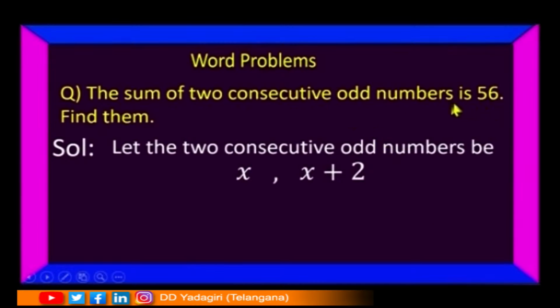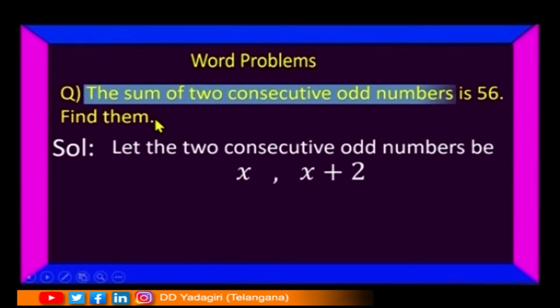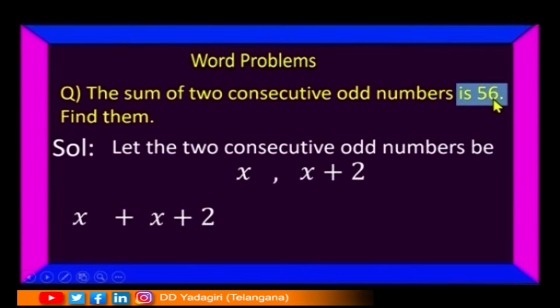And what is given in the question? The sum of two consecutive odd numbers. So, sum means addition. So, we add these two consecutive odd numbers, x plus x plus 2, and it is given in the question the sum is equal to 56. So, we equate this to 56, and let us simplify this equation, and you can combine the like terms. x plus x is 2x and plus 2, it is 56.